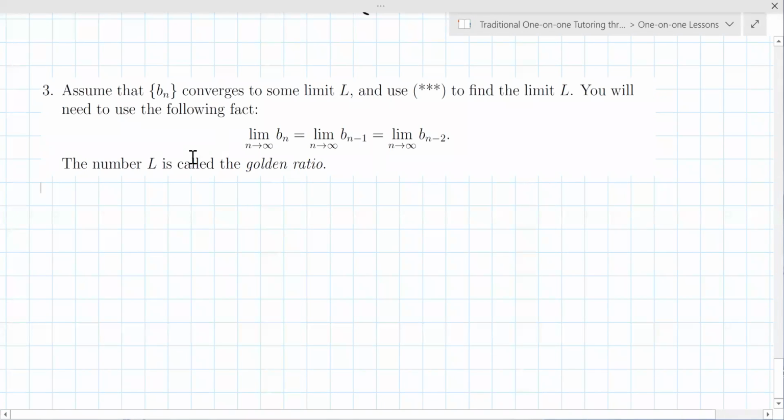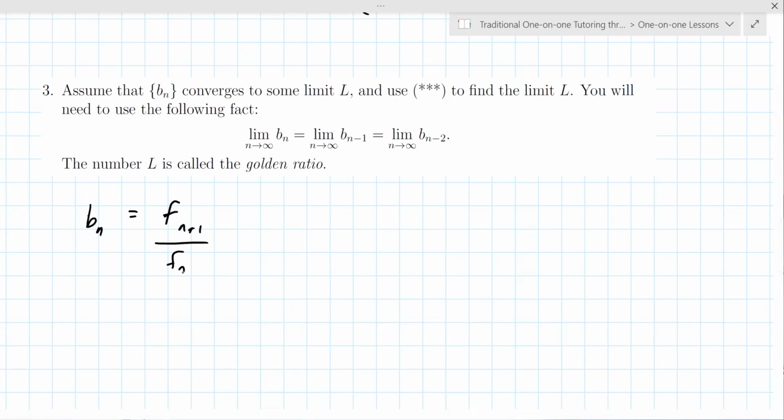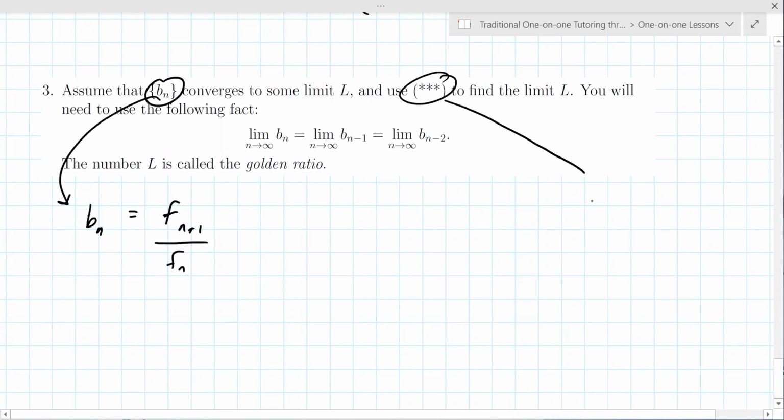Okay. Assume that Bn converges to some limit L. So Bn, we've got to go back and grab it. Bn is Fn plus 1 over Fn, and it converges to some limit L. And we want to use triple asterisk. Triple asterisk was Bn minus 1 equals 1 plus 1 over Bn minus 2. Define the limit L. Okay.